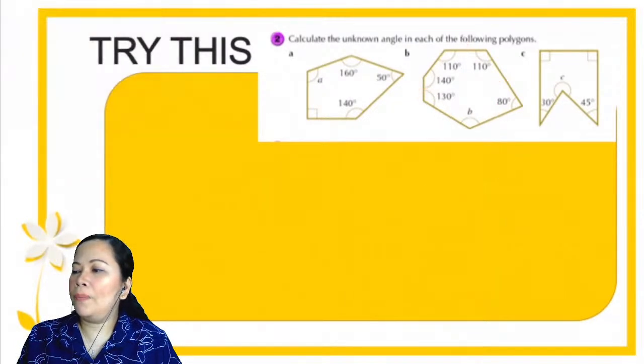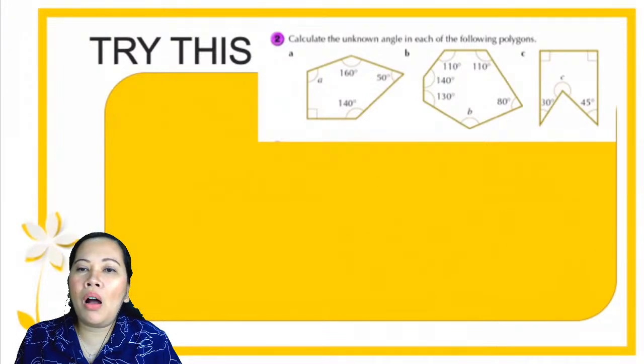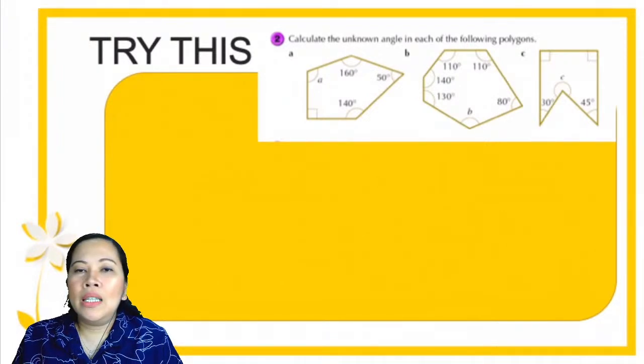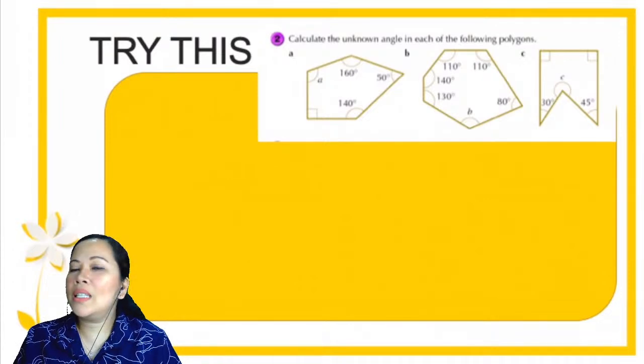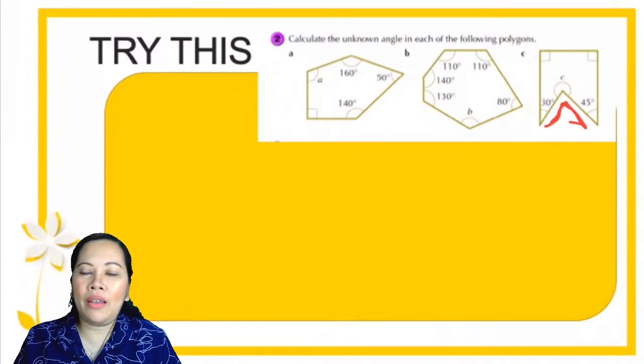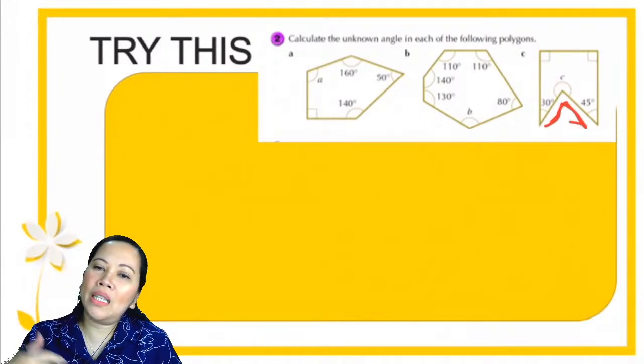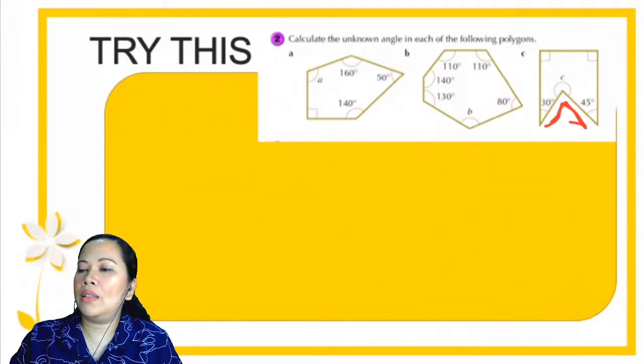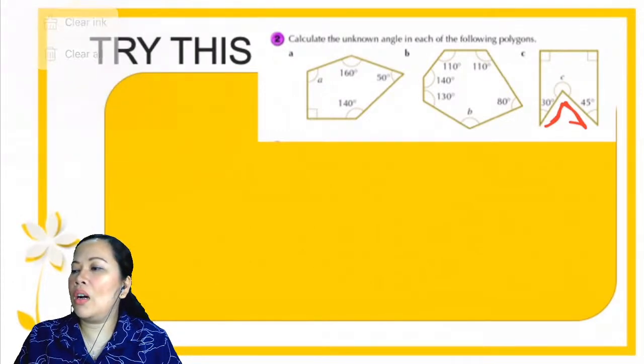Last one here. What kind of polygon would this be? This is an example of a concave polygon, because of the inner one here. Something that is coming inside. Concave irregular polygon.